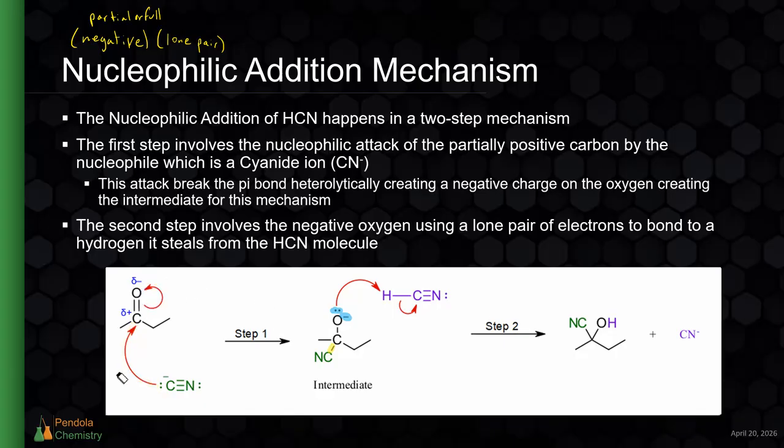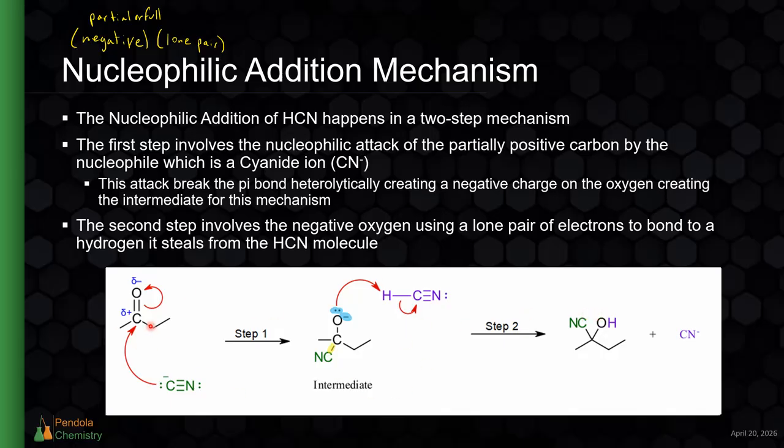So in this second step, that negative charge we have on the oxygen causes the oxygen to use its lone pair of electrons and steal the hydrogen from a hydrogen cyanide molecule that's floating around and break the carbon-hydrogen bond heterolytically, recreating a cyanide ion. And then that oxygen will get a hydrogen, which is where we get our hydroxyl group from, the hydroxynitriles.